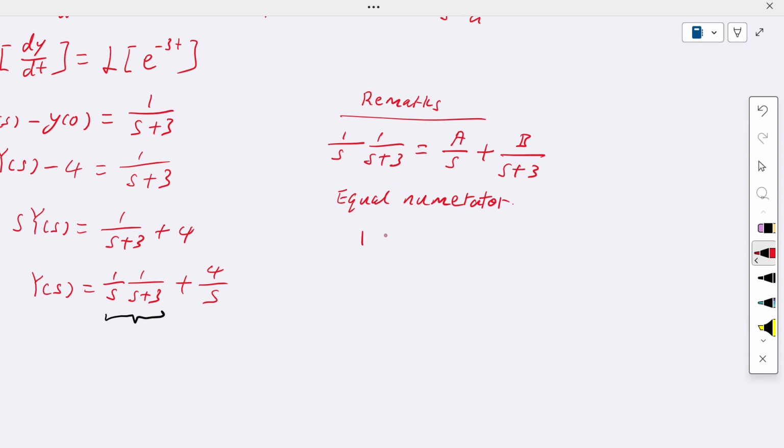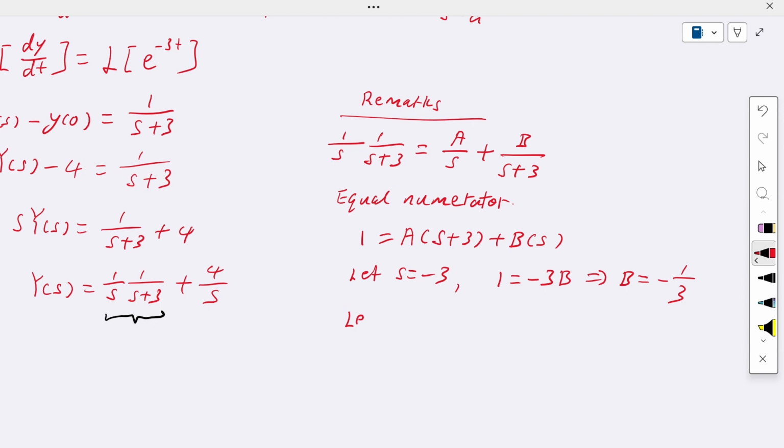So the numerator is 1 on the left hand side, and on the right hand side we have a times (x plus 3) plus b times x. Okay, to find a and b, we can let x equal to minus 3. We substitute these values, then 1 is equal to minus 3b. So from this, we find the b value is minus 1 over 3.